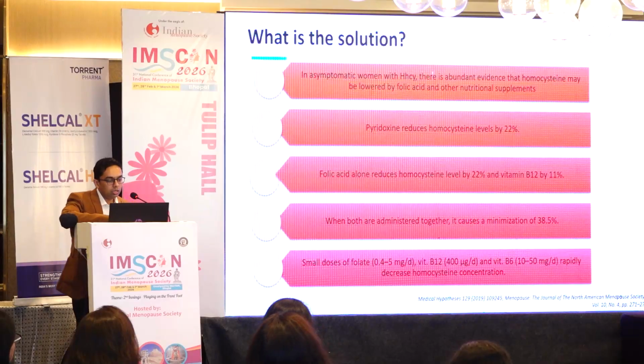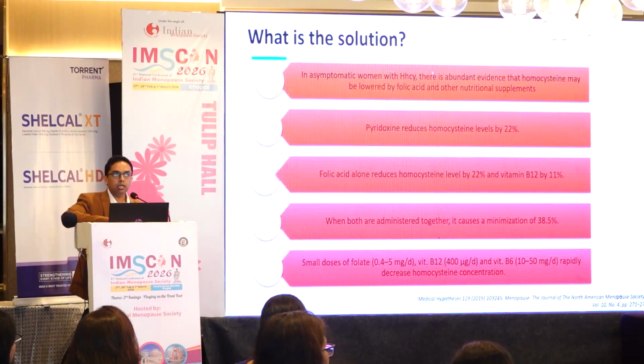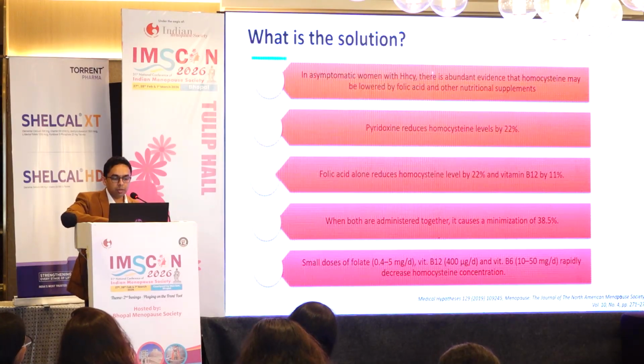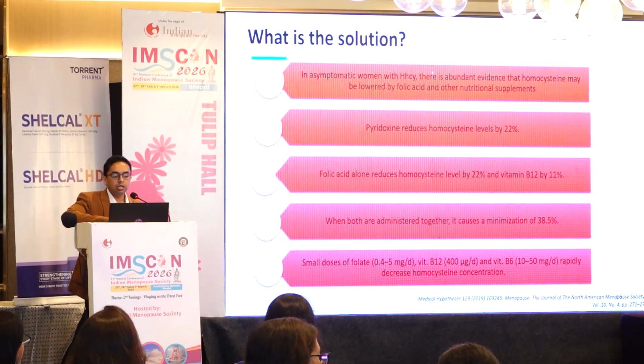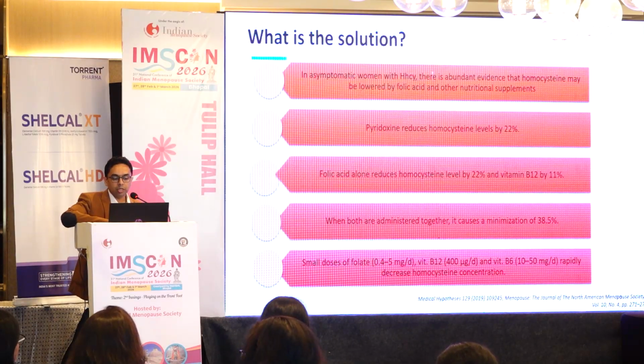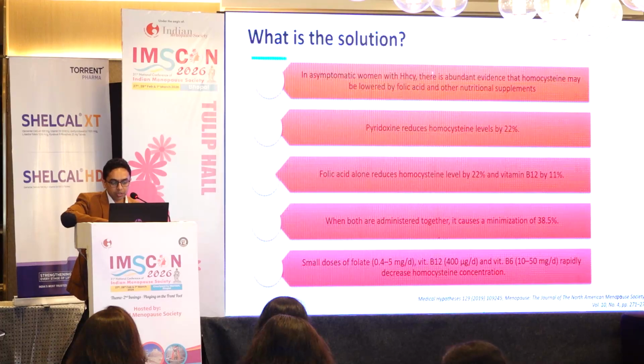So the solution is, even in asymptomatic hyperhomocysteinemia, there is evidence that giving just a supplement of, say, folic acid, pyridoxine, and your B12 will decrease it. Individually, you can see here pyridoxine decreases it by 22%, folic acid by 22%, B12 by 11%, all those. And if you combine these, this would decrease it by some 38%.